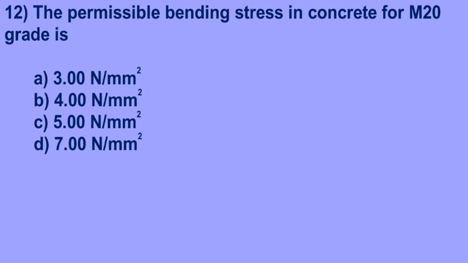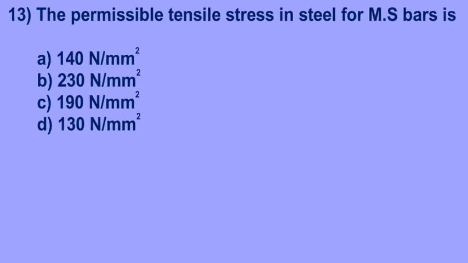So here they are asked about M20. So for M20 grade of concrete, the permissible bending stress is 7 Newton per mm square. For M25 it is 8.5 Newton per mm square. So our answer is option D 7 Newton per mm square. Let's move to the next question.